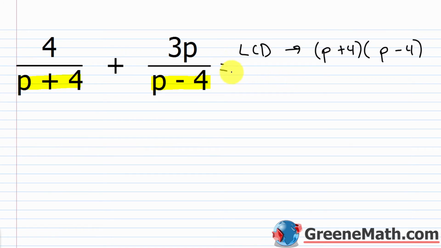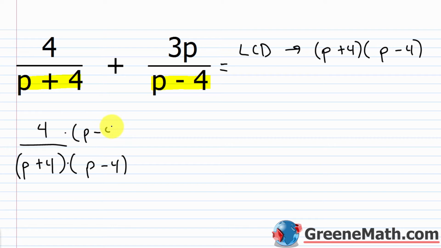So if I put equals here, I'm going to have 4 over p plus 4. Now, the LCD is what? It's p plus 4, that quantity, times p minus 4. So in order to have a denominator of p plus 4 times p minus 4, I've got to multiply the denominator by p minus 4 and also the numerator by p minus 4. Make sure you're using parentheses here because, again, this is the quantity p minus 4. Don't make that mistake of saying, okay, I've got 4p minus 4 like that. That's wrong. You don't want to do that.